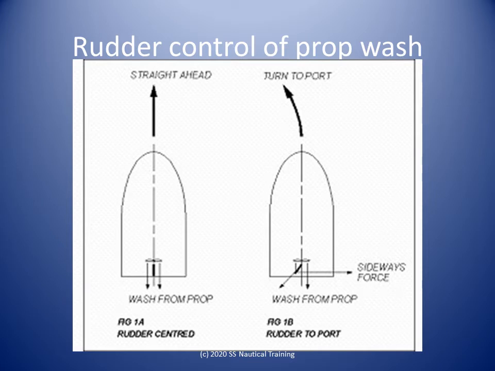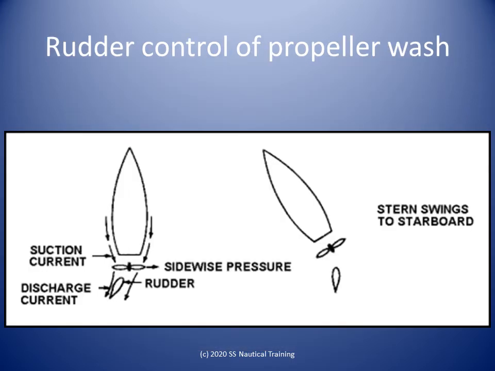When we apply port helm, the back edge of the rudder moves to port. The port rudder deflects prop wash to the left. Ignoring the effects of wind and current, a boat with port rudder applied will turn to port with the propeller turning ahead or astern. A boat with starboard rudder applied will turn to starboard with the propeller turning ahead or astern. In the slide diagram, when the port rudder deflects prop wash to the left, the stern moves to the right in reaction to the wash being deflected to the left. A boat will follow an arc in the direction that the rudder is turned in both forward and reverse gears.